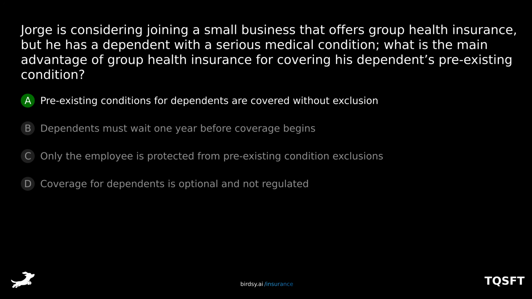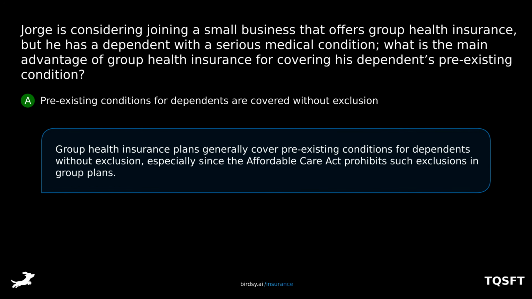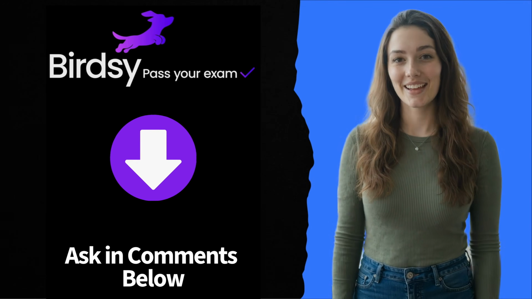The correct answer is A, pre-existing conditions for dependents are covered without exclusion. Group health insurance plans generally cover pre-existing conditions for dependents without exclusion, especially since the Affordable Care Act prohibits such exclusions in group plans.